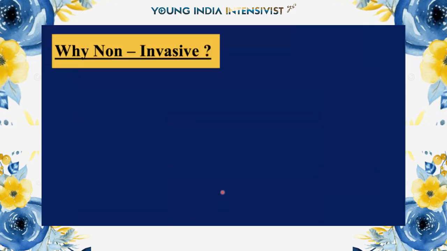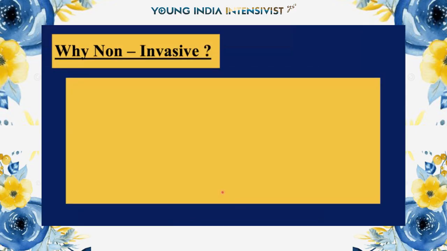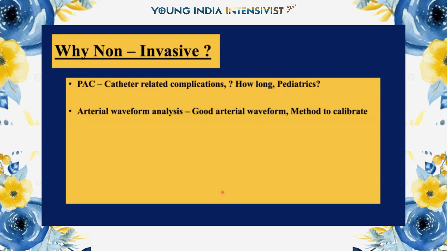Why non-invasive? Why can't we use invasive? Because, one, the PA catheter, yes, at some point of time it was the standard of care in various ICUs, but it is associated with various complications, and it cannot be used in certain pediatric patients. Arterial waveform analysis, yes, we can use it, but there are n number of studies which say that you should have a good arterial waveform and n number of ways to calibrate it.